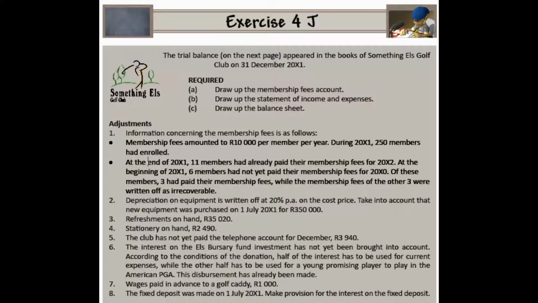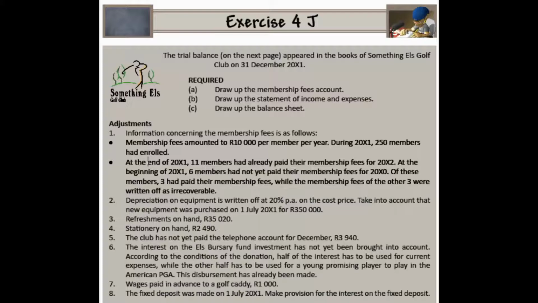On that 350,000, we're going to multiply 350,000 by 20% for 6 months, only for 6 months. So it is 350,000 multiplied by 20%, multiplied by 6 over 12, and that gives you 35,000. That was the depreciation on the equipment that we bought during the year.